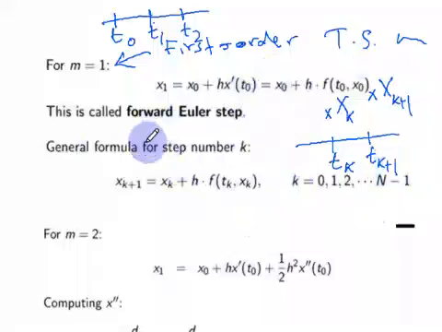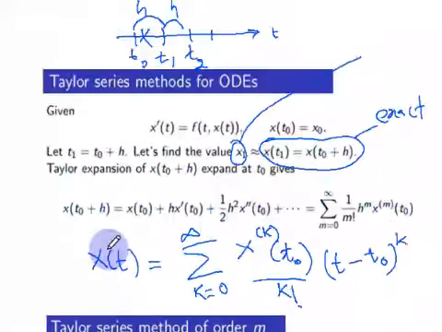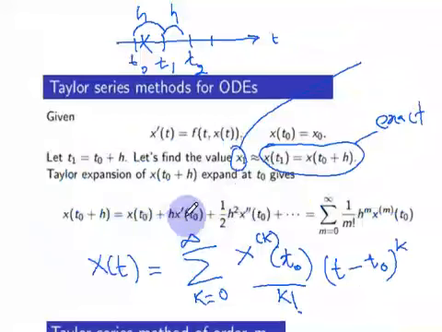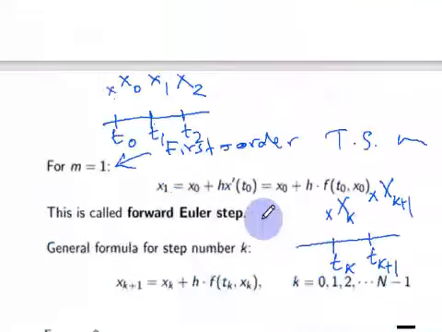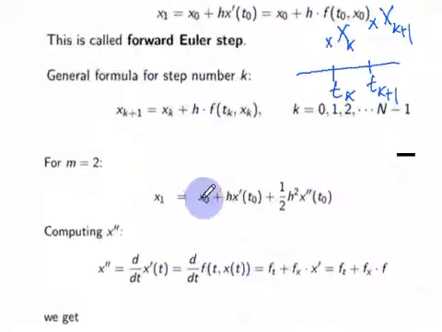If you look at the second order Taylor series, this is called the second order Taylor series method, when m is equal to 2. So now we consider only these three terms of the Taylor expansion. We throw away the rest of the terms. So here, look at this. This is the first term, second term, and third term.